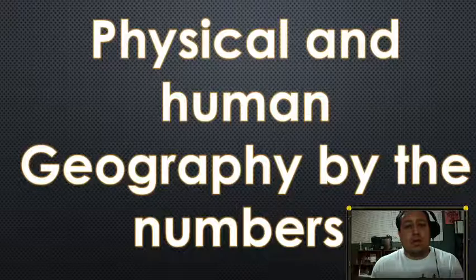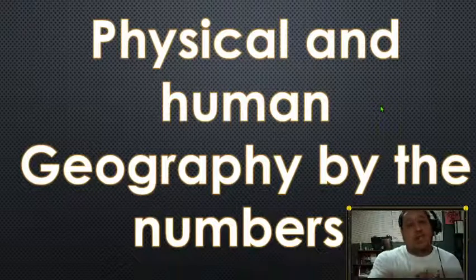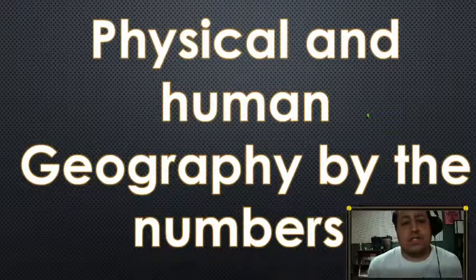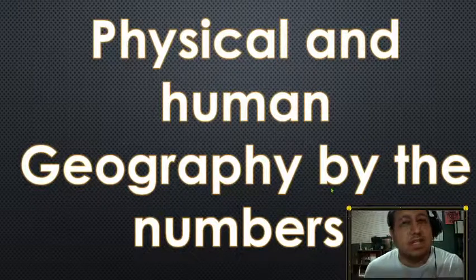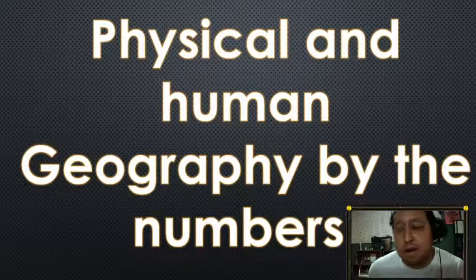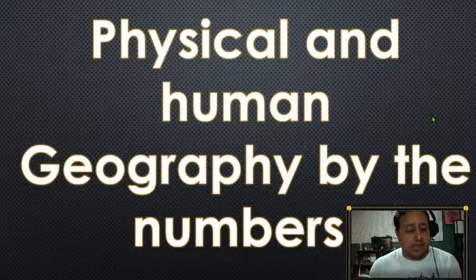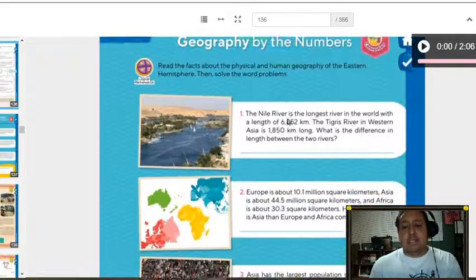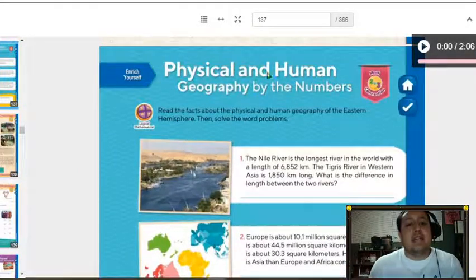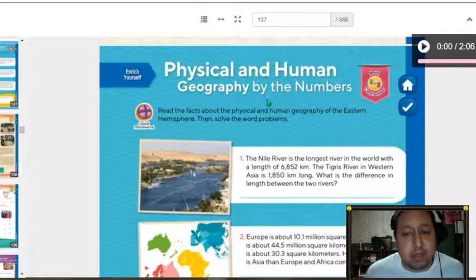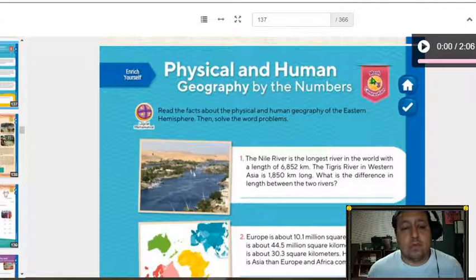All right, guys, so now that you finish this activity, you're going to pass to physical and human geography by the numbers. By the numbers, remember, this activity is going to be math problems. Let's go ahead and see what it is about. The activity is on page 114, so I would like you to go there. Math connection, right? We are connecting social studies or global citizenship with mathematics.